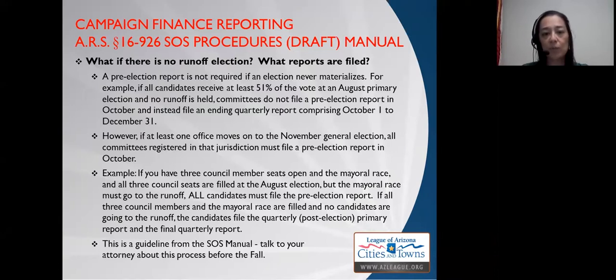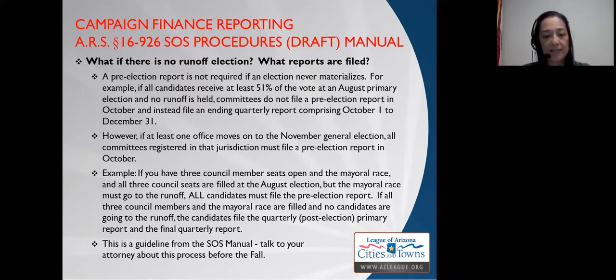So we've kind of had some questions though about, well, what happens if one candidate moves forward and others don't? Who has to report? So what the Secretary's office has provided is that if at least one candidate or office moves on to the runoff, then all committees that are registered in that jurisdiction have to do the pre-election report.